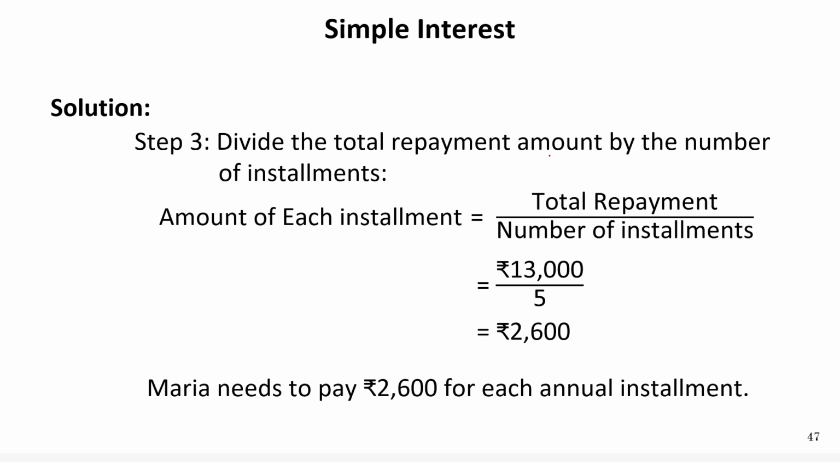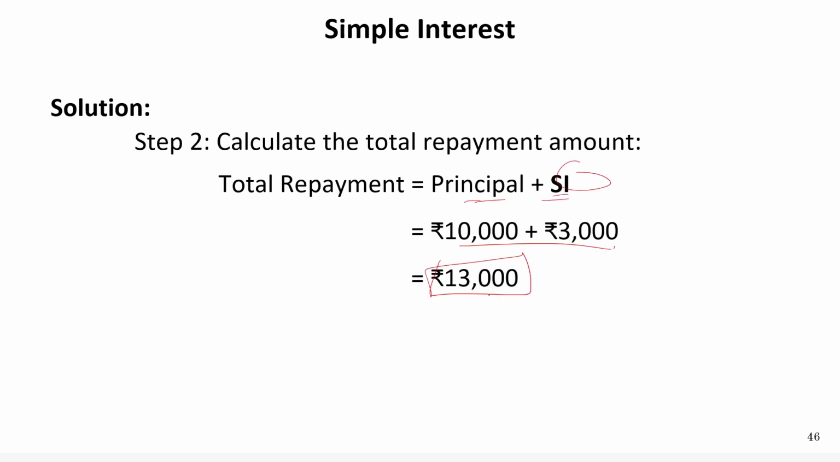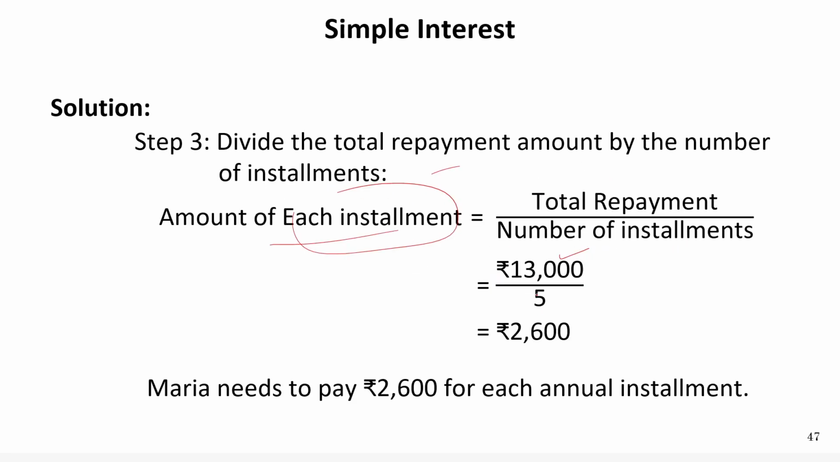So dividing the total repayment amount by the number of installments to get the amount of each installment. So it will be total repayment by number of installments. So total repayment is what we have calculated, 13,000, right? So 13,000 by 5 is equal to 2,600. So 2,600 will be the amount of each installment that needs to be paid annually. So Maria needs to pay 2,600 for each annual installment.